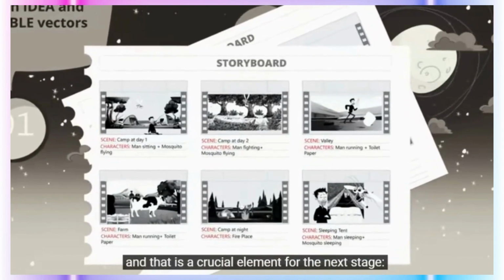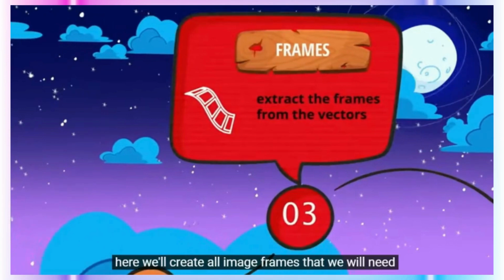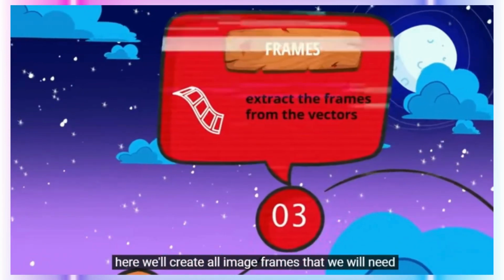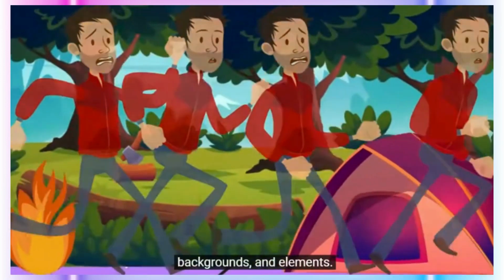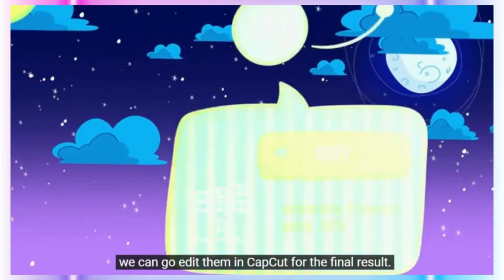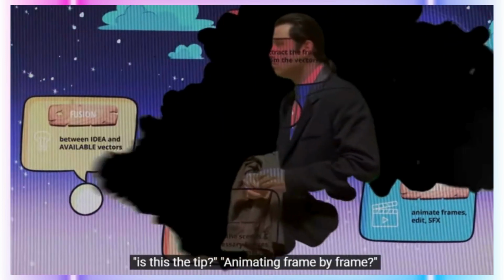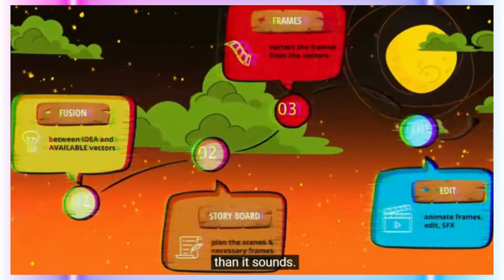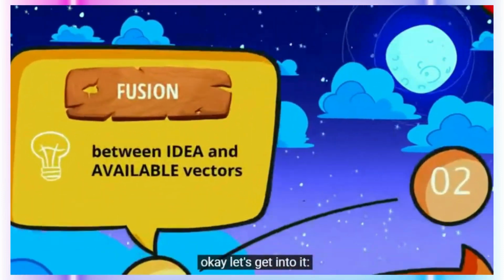And that is a crucial element for the next stage, frame creation. Here, we'll create all image frames that we will need for our storyboard, characters, backgrounds, and elements. And once we have our frames, we can go edit them in CAPCUT for the final result. Now, you may be saying to yourself, is he crazy? Is this the tip? Animating frame by frame? But bear with me here, it's easier than it sounds. And things will clear up as we go along in the guide. Okay, let's get into it.